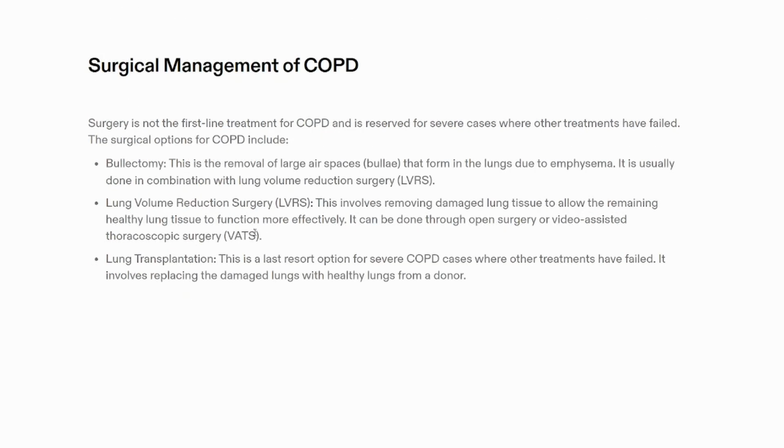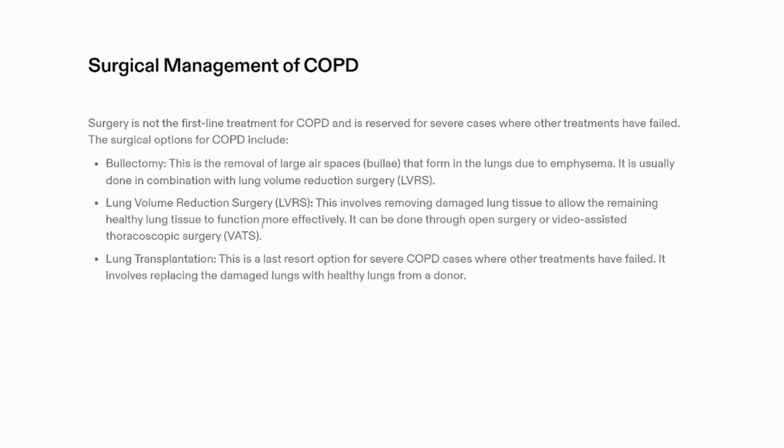Surgical management of COPD. If the patient is not getting treated with medications, the next step is that the patient may undergo surgery. The main surgical options for COPD include bullectomy, lung volume reduction surgery and lung transplantation. In bullectomy, the large air spaces, which we call bullae, are removed. In emphysema, large air spaces form in the lungs, so the bullectomy may be performed along with lung volume reduction surgery.